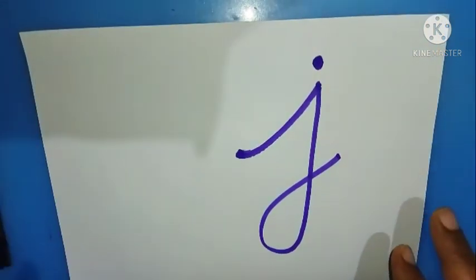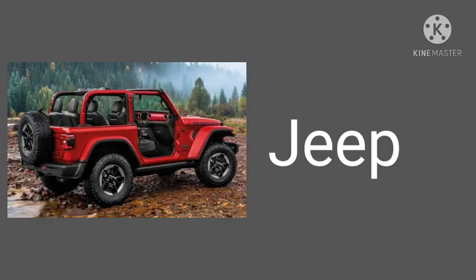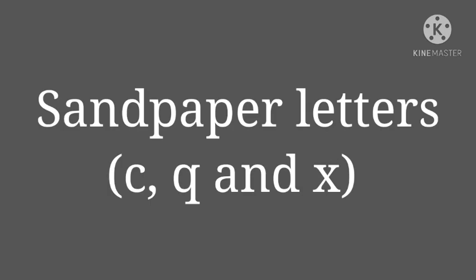When the child is satisfied, start giving the words. When I say jam, do you listen to the sound J? Ask the child. When I say jeep, do you listen to the sound J? Ask the child. So, the next set of letters which we are going to introduce is C, Q and X.